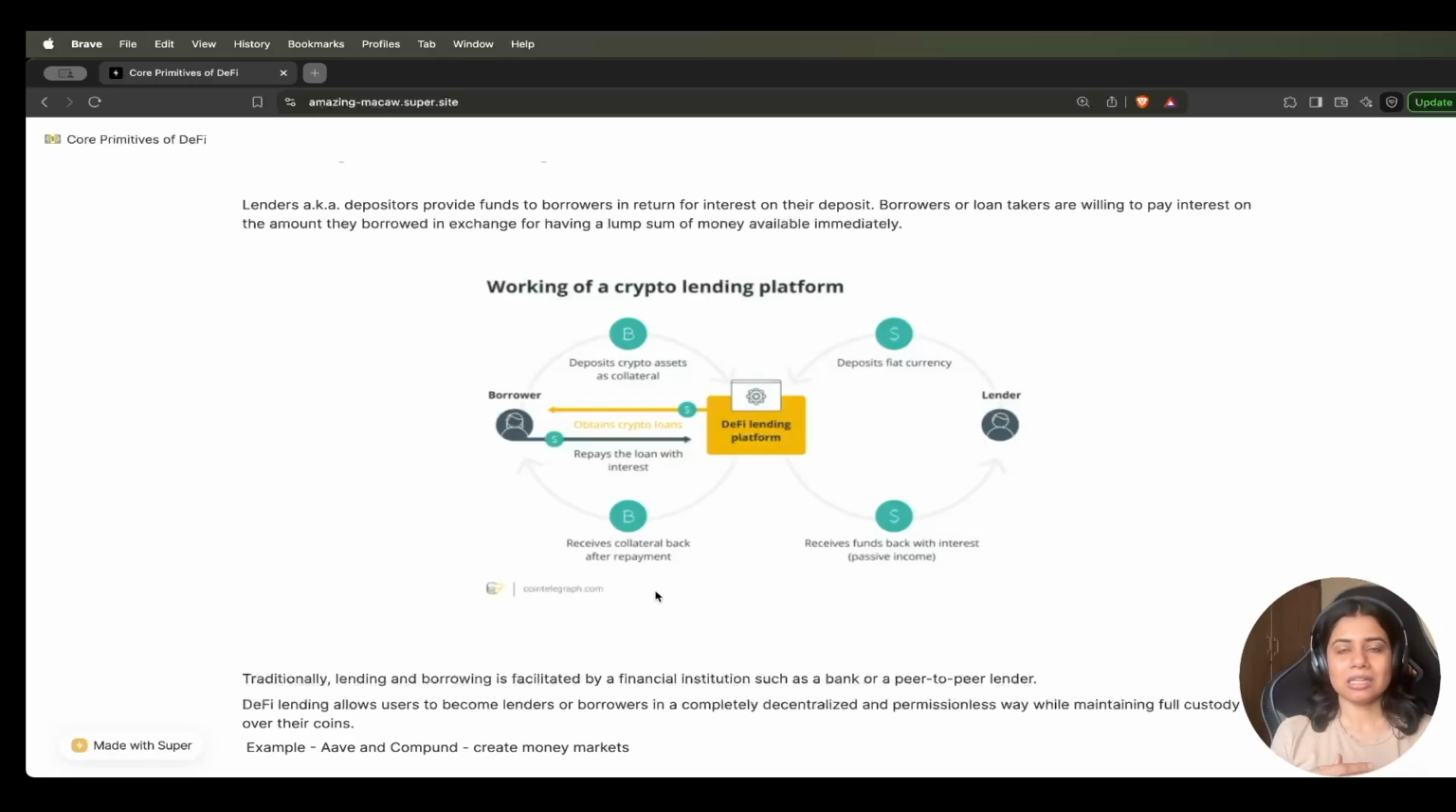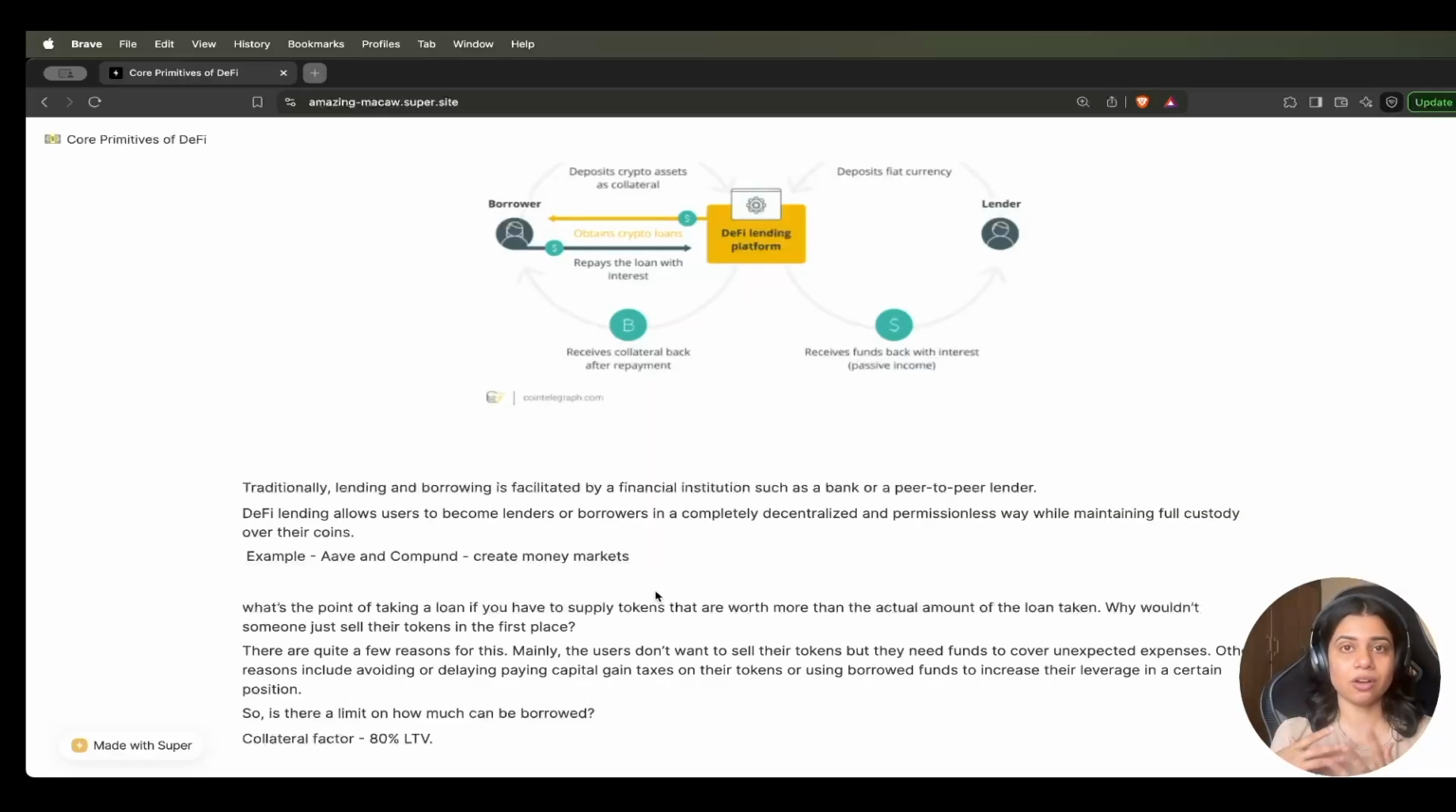One of them could be they still want to hold the cryptocurrency they might believe in. The second reason could be they are borrowing because maybe they want to take some leverage on their current position. Or the other reason could be they want to avoid or delay capital gains taxes on their tokens. So, these are some of the scenarios where users might be interested in taking a loan.